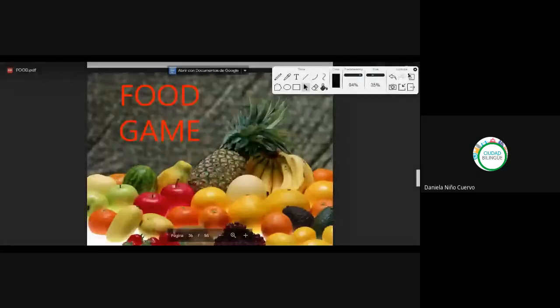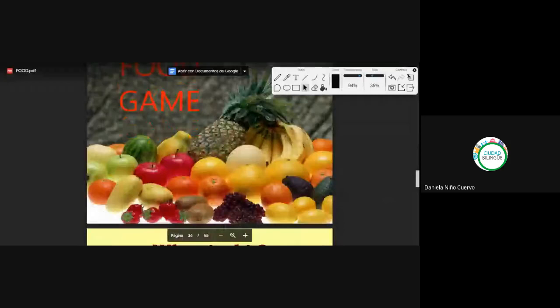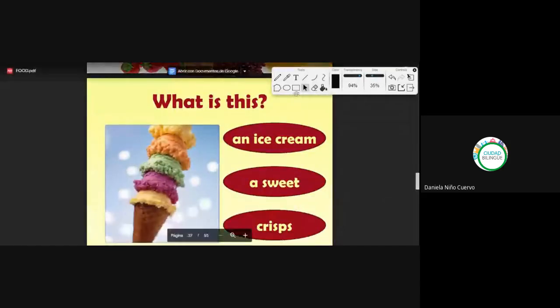So, food game. Are you seeing the PDF? Yes. ¿Estamos viendo el PDF? Ok, perfect. Bueno, a mí no me han cargado los links, entonces vamos a esperar un ratito acá que nos cargue. Vamos a seguir entonces con el PDF. So, we have food game. What is this? ¿Qué es esto? Ice cream. An ice cream. Un helado. Recordemos que como empieza por vocal, debemos utilizar an ice cream.